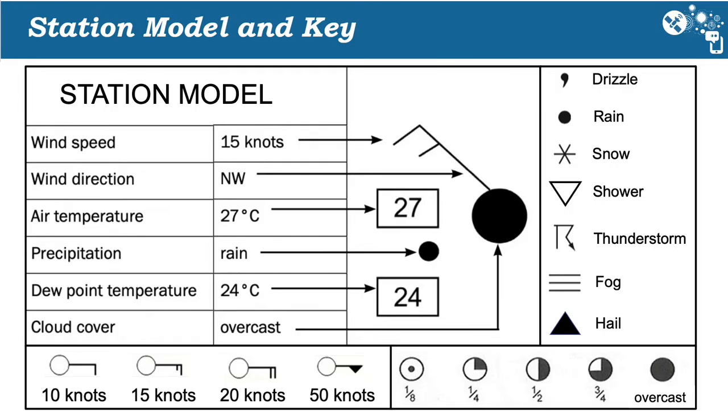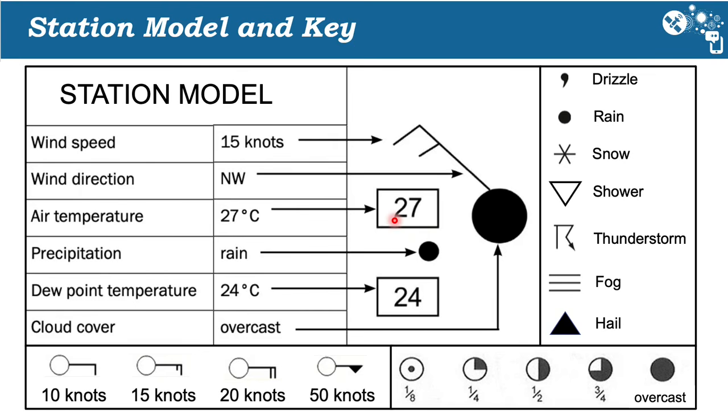So, there's a weather station model. Let's start right at the bottom with the cloud cover. You will notice that the cloud cover is overcast. Do you see that? And how do I see it's overcast? Because when I look over here, I see that my circle is completely colored in, which means that it is overcast. That would be 3/4, that would be a half, that would be a quarter, that would be 1/8. So it is completely overcast. The entire sky is covered with clouds.